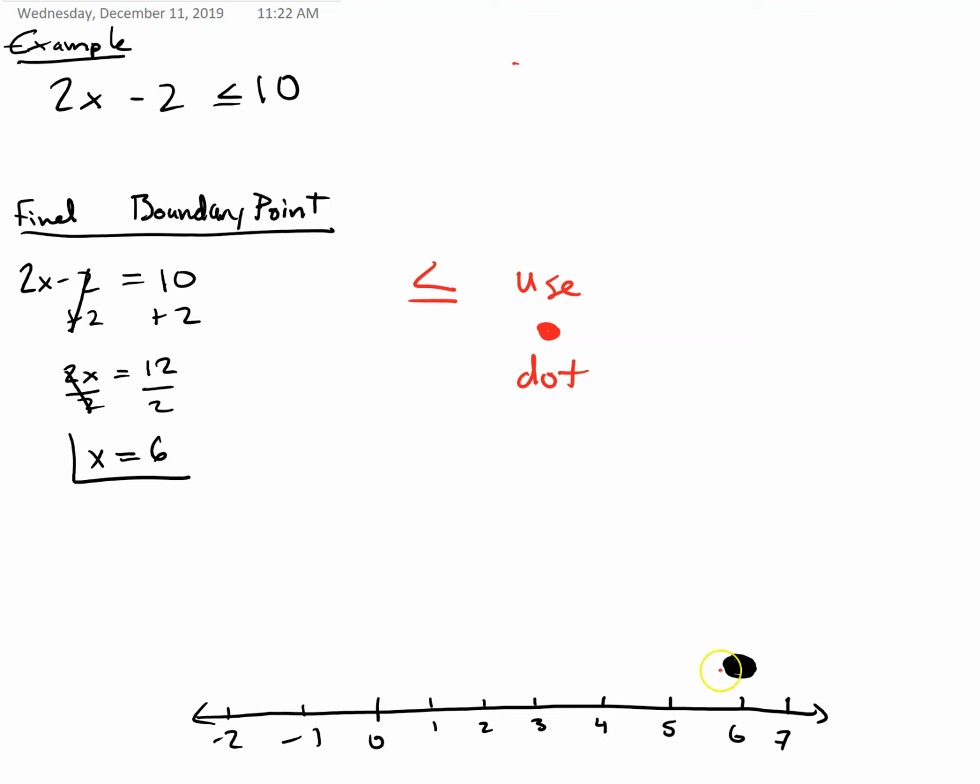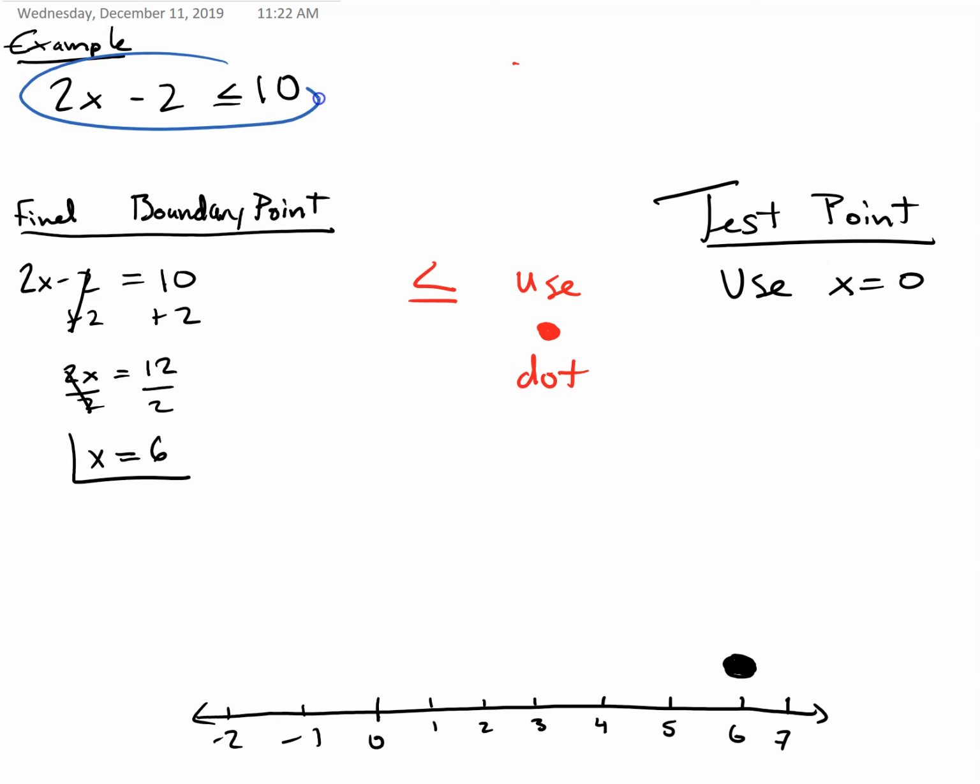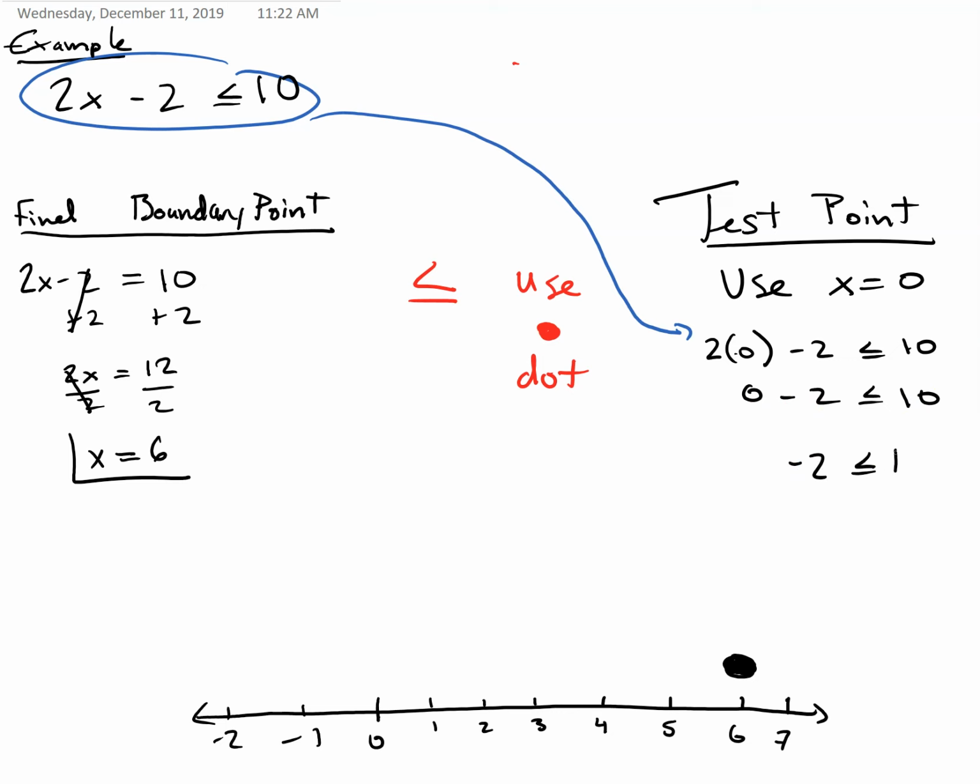And now the question is, do we shade towards the left or do we shade towards the right? So the way you do this is you pick a test point. And what's the easiest test point? Use x equals 0. Alright, so let's start with our original inequality, and let's plug in x equals 0. 2 times 0 minus 2 less than or equal to 10. Simplifying, 2 times 0 is just 0. So we have 0 minus 2, and 0 subtract 2 is negative 2.